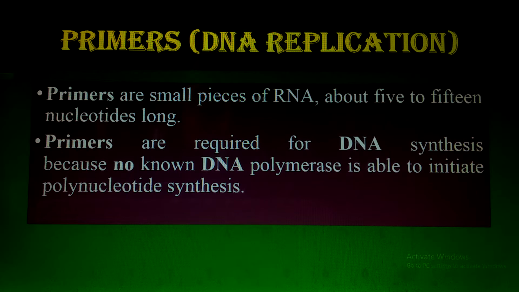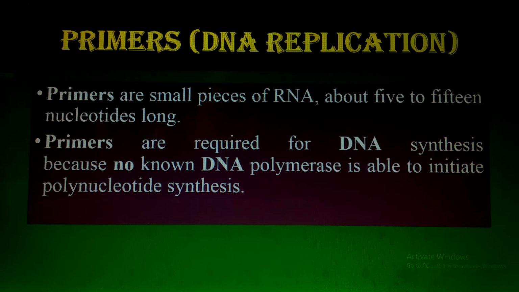What are basically the primers? Primers are small pieces of RNA. They're about 5 to 15 nucleotides long. And the primers which are used in PCR for the amplification process are small molecules of DNA. I will discuss in detail the primers used in PCR. So the primers are small pieces of RNA about 5 to 15 nucleotides long.